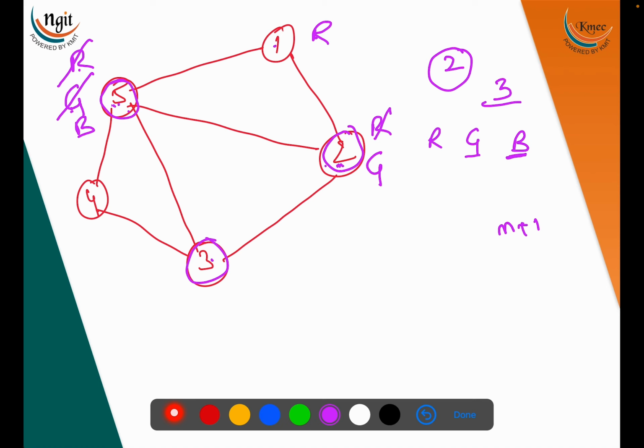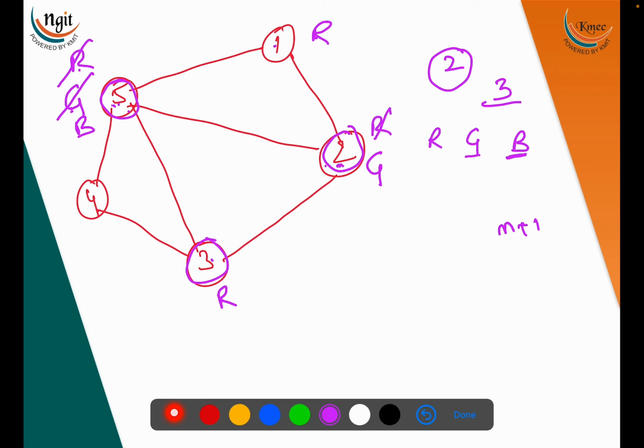Now again come to this third vertex. Green color is filled already here for the second. Blue is already filled. Now you can take red color. No problem at all, because 1 is not adjacent to 3. So you don't have any problem. You are following the constraint still.